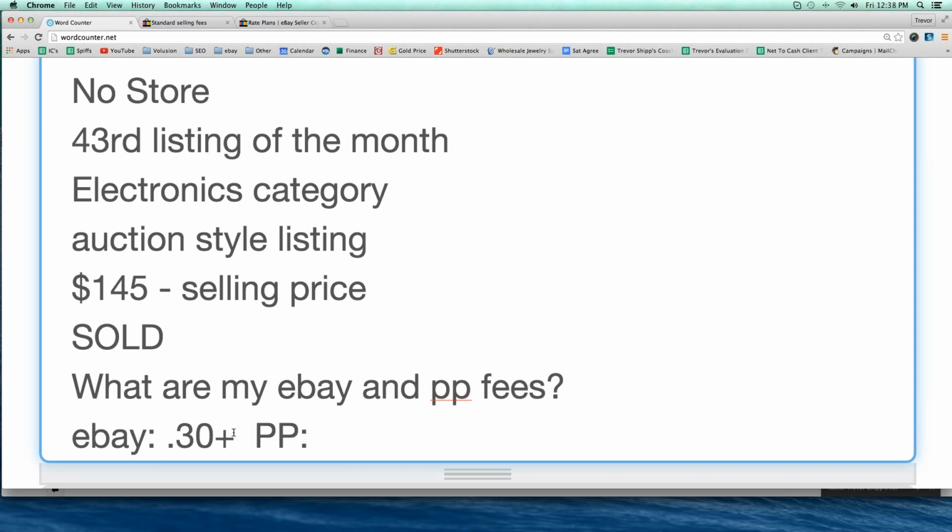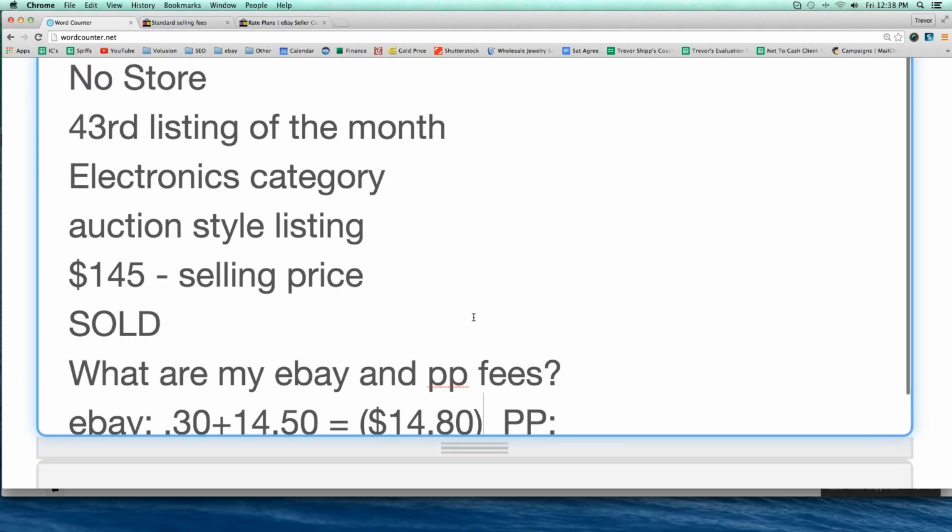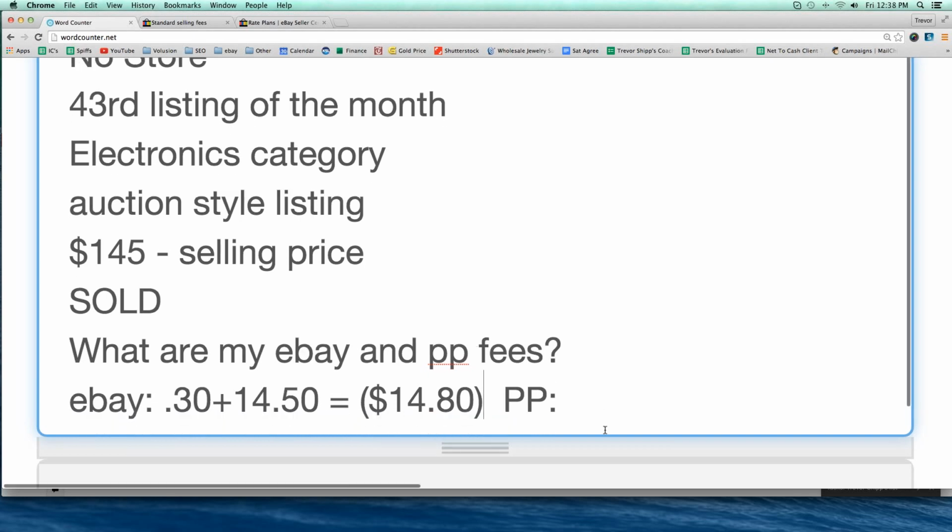So we'll put 30 cents plus we sold it, right? So we have a final value fee. So $145 was our sales price. We have to multiply that by 10%. $14.50 would be our final value fee, which equals a grand total of $14.80 that eBay would bill us. And they would bill us this amount not right away. That would just accumulate over the month with your other sales, and then they would bill you at the end of the month. Okay? So $14.80. Yeah, most of you guys pretty close on that. Looks like it. Okay, good.